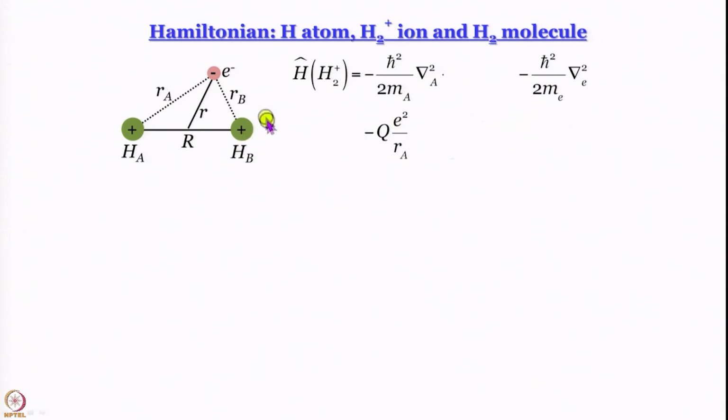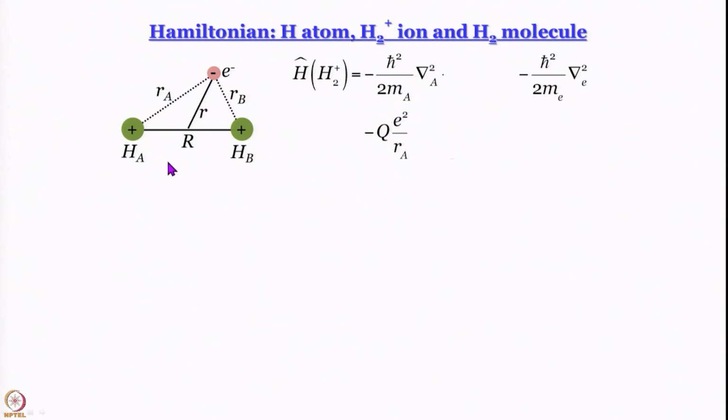First of all, we will have a kinetic energy term for this nucleus B. We will have electrostatic attraction between this electron and the nucleus B. So we have to write something like minus qE square by Rb for the potential energy term, and for the additional kinetic energy term of the nucleus we have to write something like minus h cross square by 2 mB del B square. Of course, do not forget mA and mB are one and the same, they are just protons.